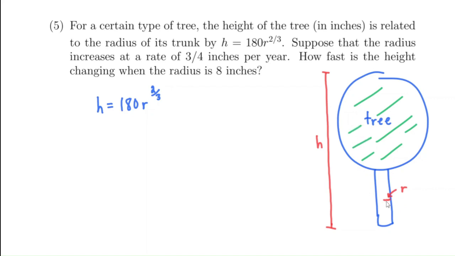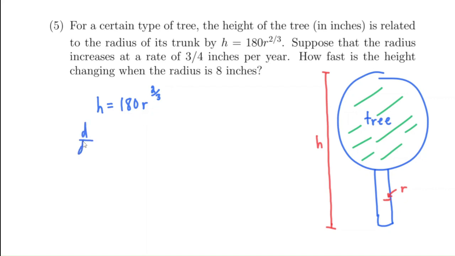But we have a tree, and this tree has a radius for its trunk, and it has a height of the tree. And usually we give the diagram to kind of help us come up with a formula, but actually we were just given the formula here that relates our 2 variables. And so again, h and r are thought of as being functions of time. And so we have h equals 180 r to the 2/3 power.